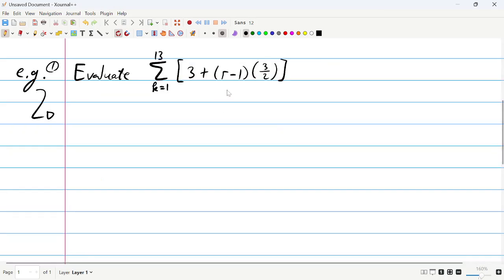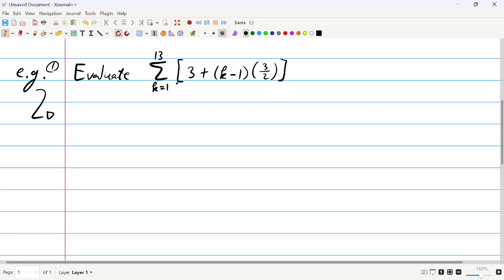Alright, so we are asked to evaluate the sum from k equals 1 until k equals 13 of 3 plus (k minus 1) into 3 over 2. Okay.